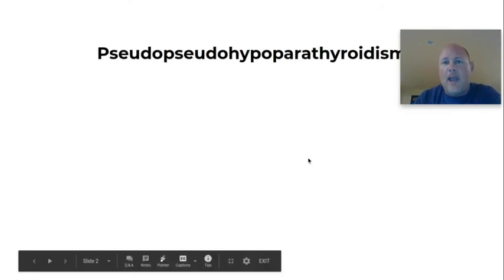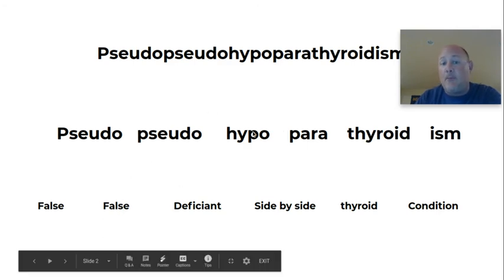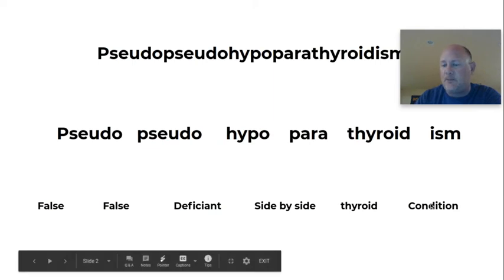The next one, pseudo-hypoparathyroidism. Okay, well, all right. Big fancy word there, pseudo-hypoparathyroidism. Pseudo means false. The second pseudo is false. Hypo means deficient. We had that one yesterday. Hypo is deficient. Para means side by side. Thyroid is an organ in your neck that controls your hormones. And ism means condition.